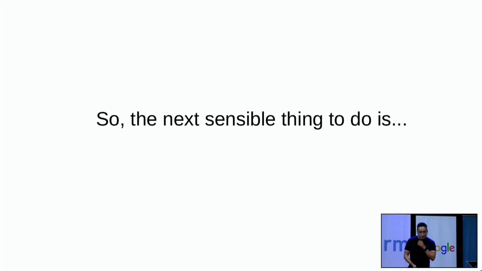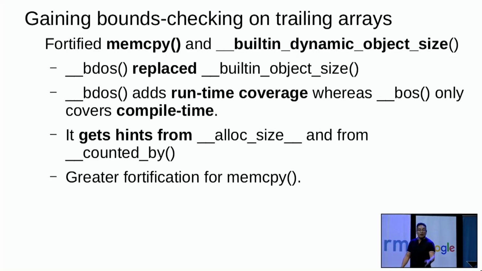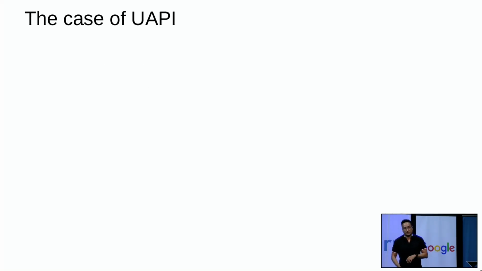So the next sensible thing to do is, well, we need to replace __builtin_object_size with __builtin_dynamic_object_size. So that's what we did. And now memcpy is, instead of using __builtin_object_size, using __builtin_dynamic_object_size. So with that, we gain visibility into the size of flexible array members at runtime. So that's greater fortification for the kernel.